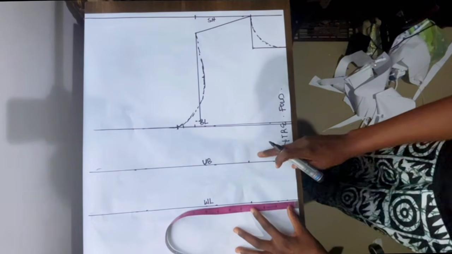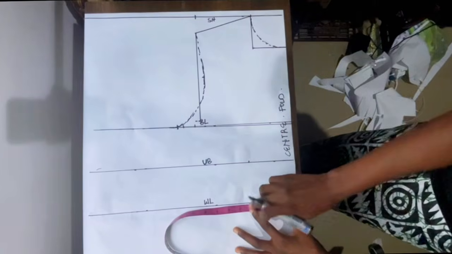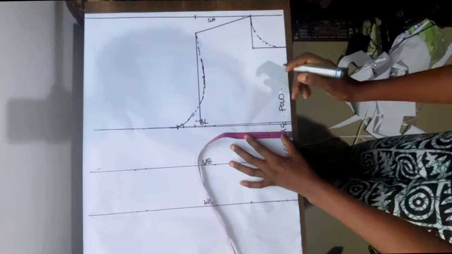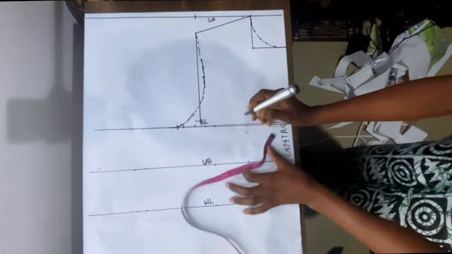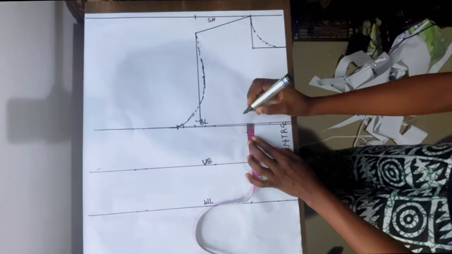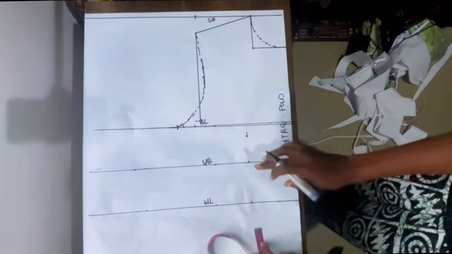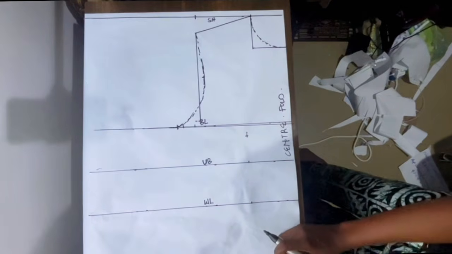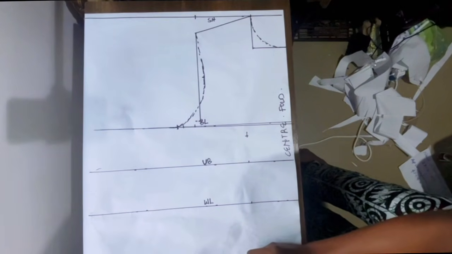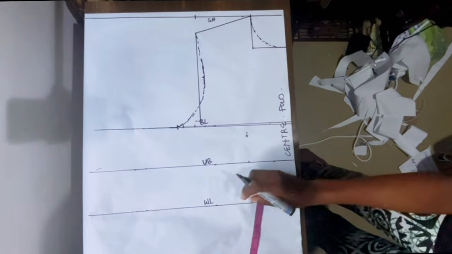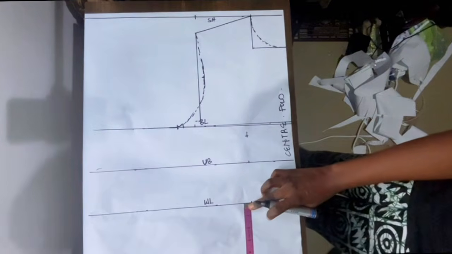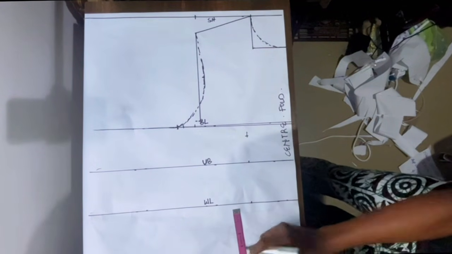Your waistline is the most important point. Don't mind that I started from here. Your waistline is the most important point, and on your bust line, you're going to come down by 1 inch, because we don't want it to be pointy and all of that. Then you're going to extend this to your hip line. You're going to come down by 5 inches, depending on how deep you want your dart to go.